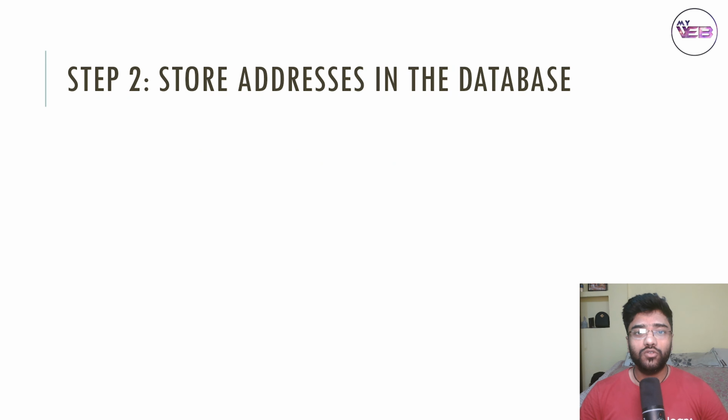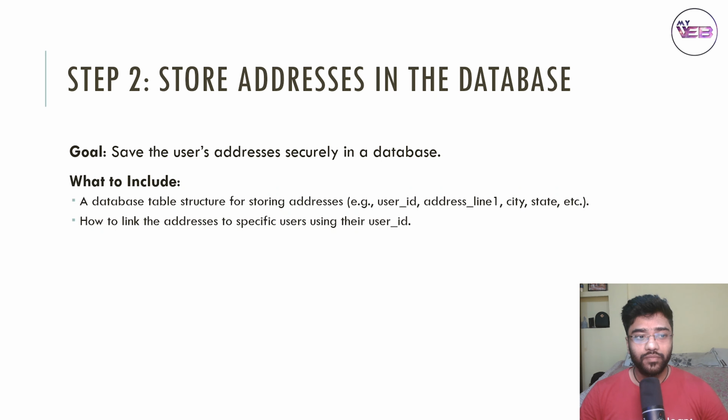And the second step, store addresses in the database. In this step, we save the user's addresses securely in our database. What's included? A database table structure for storing addresses, like user ID, address line one, city, state, etc. And then we also discuss how to link the addresses to specific users using their user ID. Like if I log in by my login ID, then my addresses only show in my account only. No other users can see my addresses, except sites like Amazon, Flipkart.